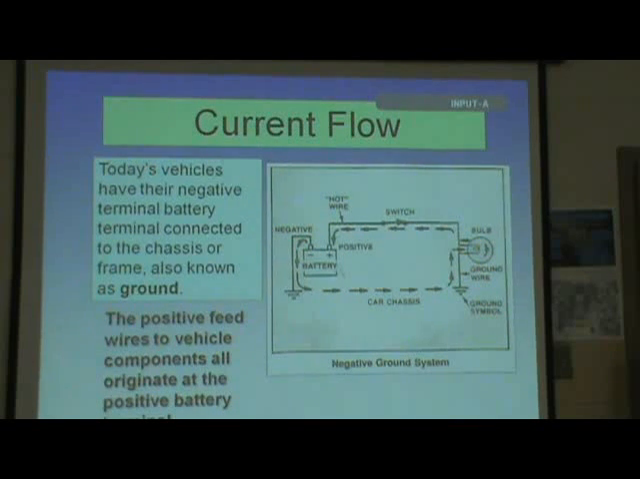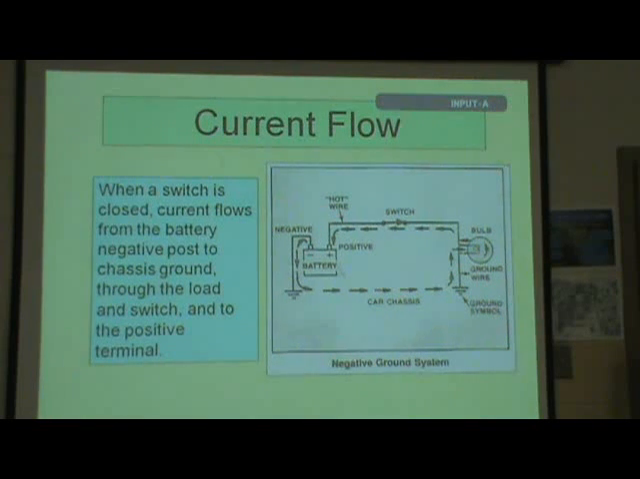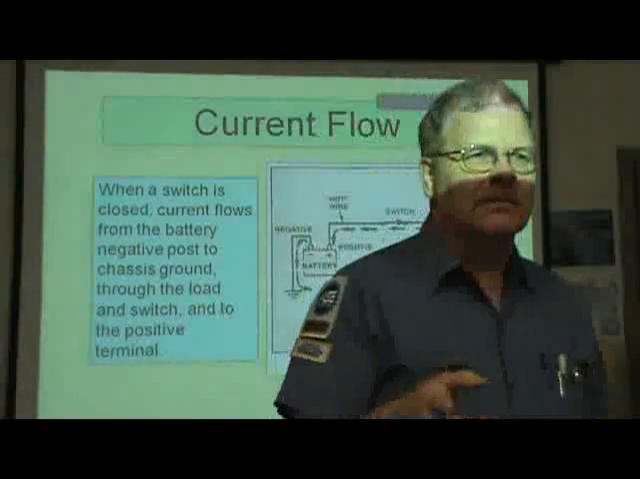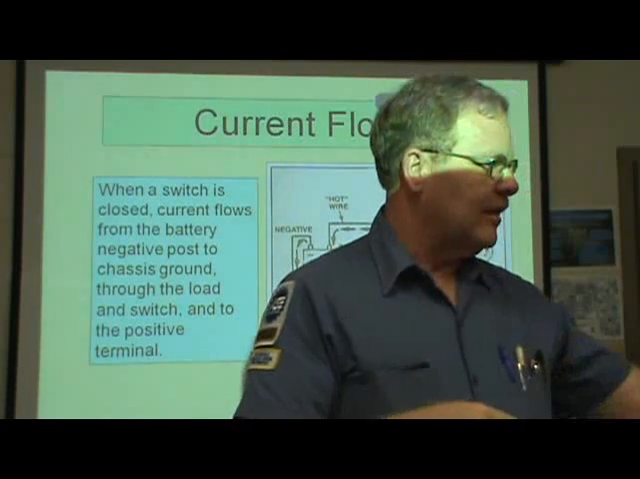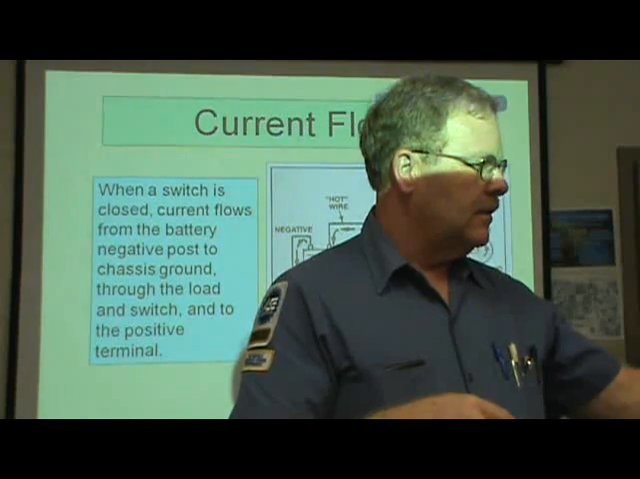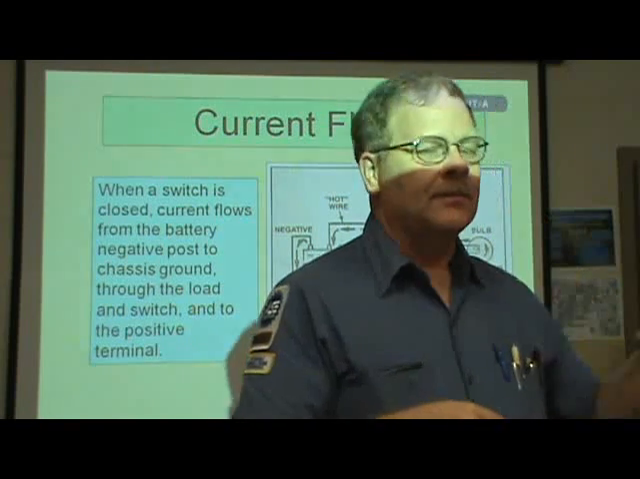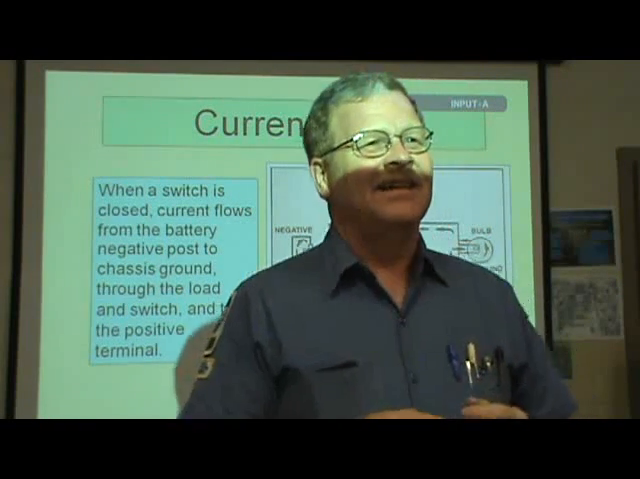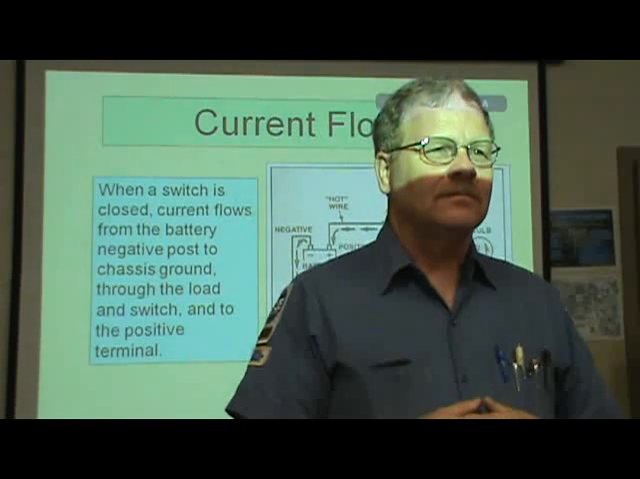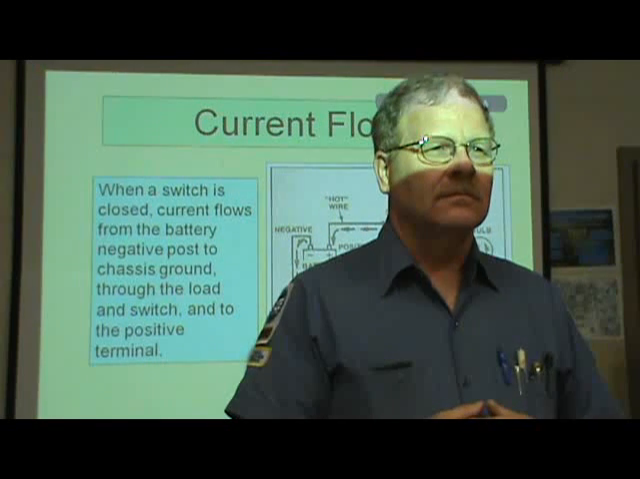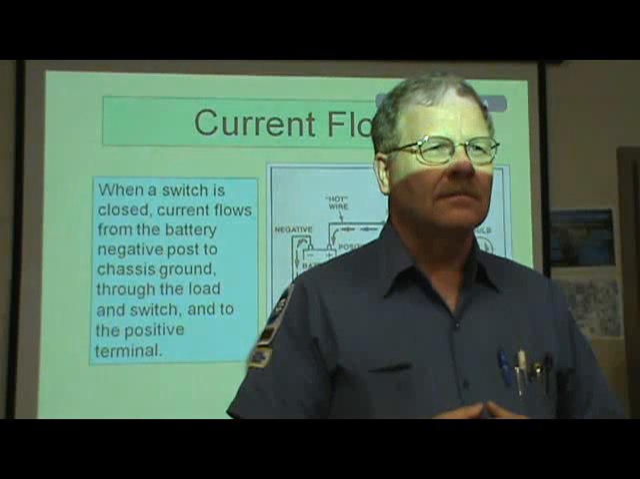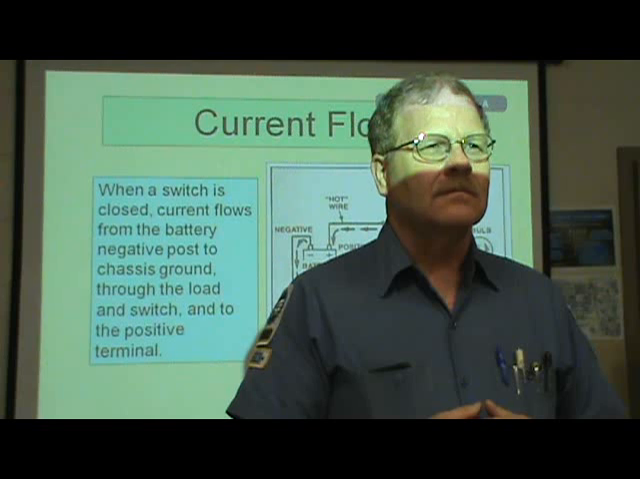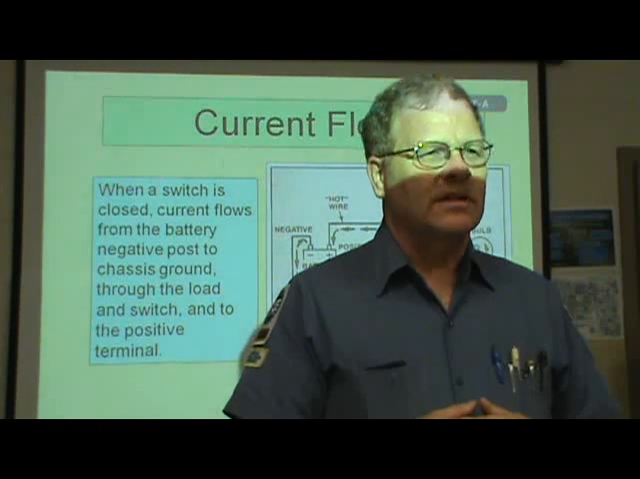Okay, the positive feed wires from vehicle components originate at the positive battery terminal. Now, we talk a little bit about voltage drop. Who can explain what voltage drop is? Can any of you guys do that? You've seen it before. You know what voltage drop is. What is it? Never mind. It's where, say you've got 12 volts at the terminal, and then a couple feet away, where it's going to sensor A or some kind of solenoid, it's not getting as many because of an open or a short or resistance or whatever.